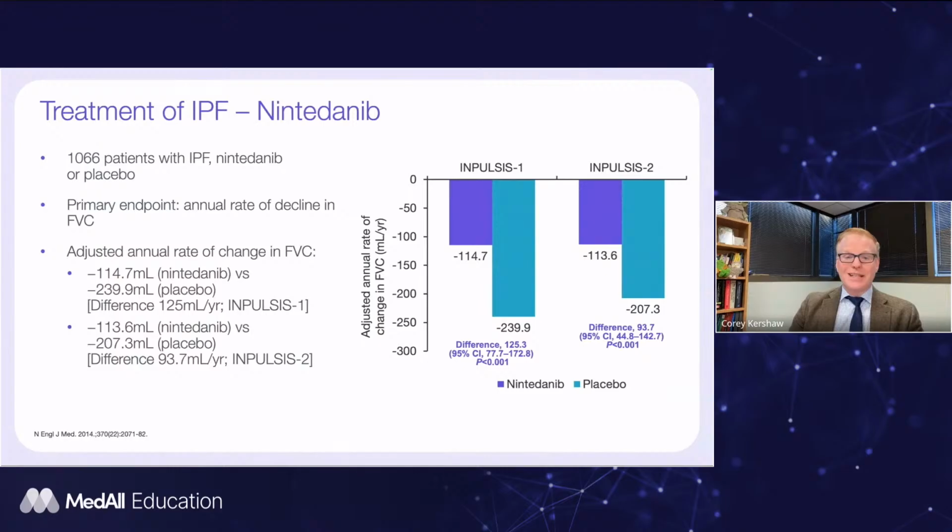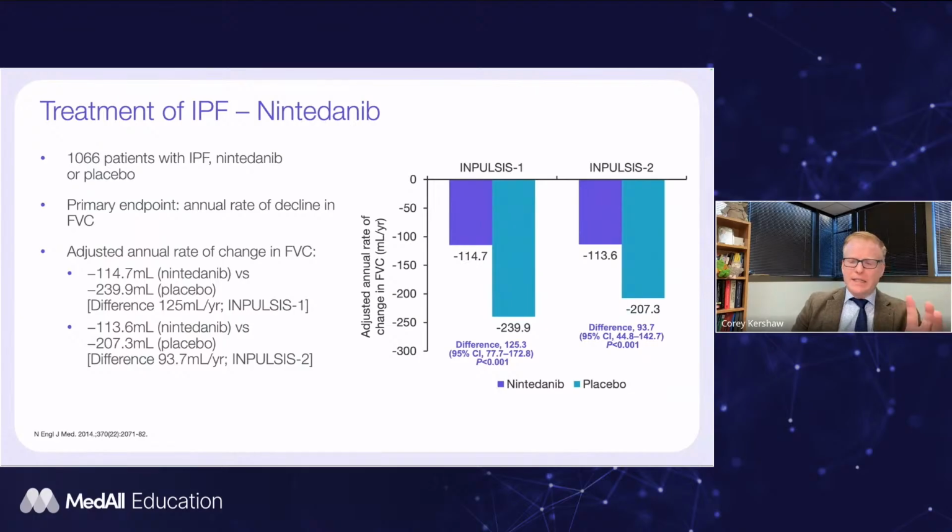The third option is nintedanib. Nintedanib was studied in 2 parallel phase 3 trials published in 2014. There were a total of a little over 1,000 patients with IPF randomized to either nintedanib, and the dose for nintedanib is 150 milligrams twice per day, another oral medication, versus placebo. The primary endpoint was the annual rate of decline in vital capacity in 1 year.